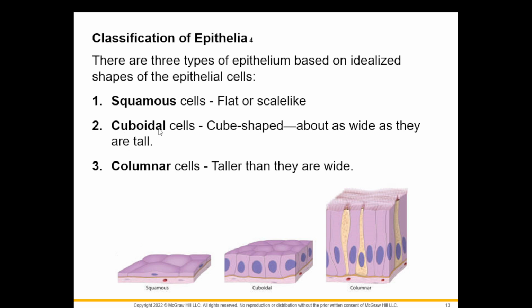Next are your cuboidal. So from the name itself, they appear cube-like. And they have equal width and length. Meaning, in Tagalog, pantay yung haba at yung lapad. That's why they appear square and sometimes they even appear circular. Lastly, we have columnar cells. And very straightforward as well. From the word column, they appear very tall and very thin. Okay?